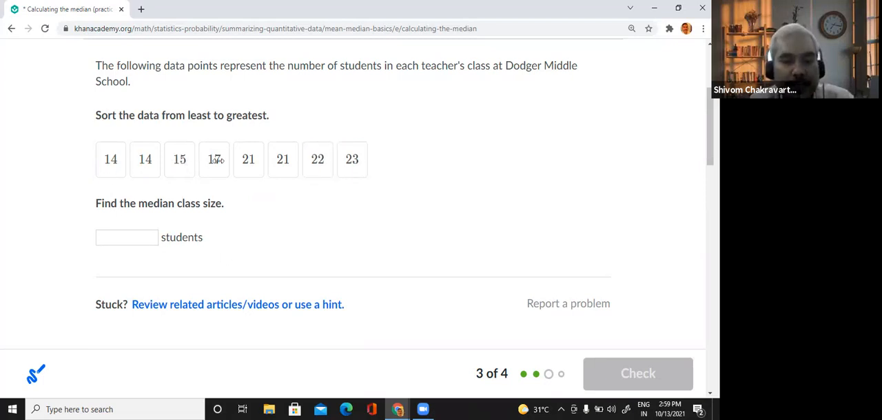Then how many numbers? 1, 2, 3, 4, 5, 6, 7, 8. Okay, now again an even number, so there won't be any middle value. So we will take the two middle values and take their average. The two middle values are the fourth value here and the fifth value here, that is 17 and 21. So their average will be 17 plus 21 is 38, and 38 divided by 2 will be 19. Right. Let us see if we have got it right.